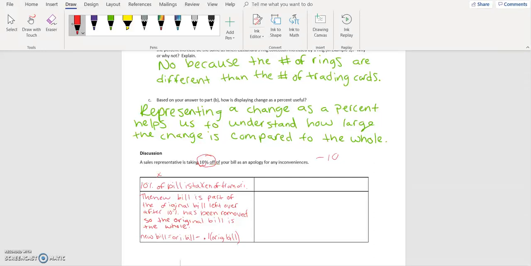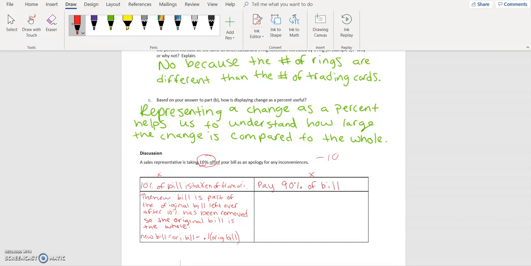Okay, and then we also have, so the first way on the left is the way that I generally think about it, but an easier way to actually do it in math is if we think about how much you are going to actually pay. So if we're having 10% off, that means we're actually only going to pay 90% of your bill. Okay? Again, of means to multiply.